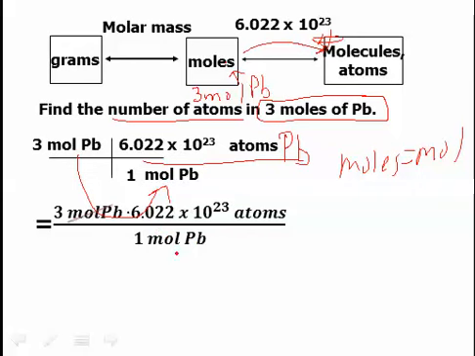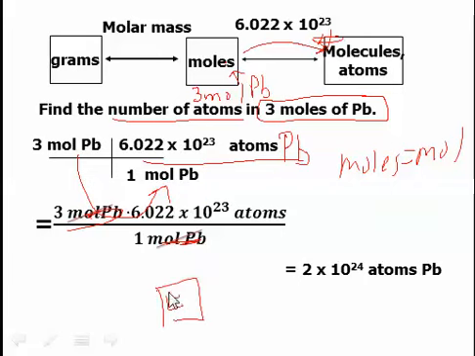And you see moles of lead cancels out, right? These units cancel out. And so what we're left with is 3 times 6.02 times 10 to the 23rd atoms. And we end up with 2 times 10 to the 24th atoms of lead. Now remember, to put scientific notation into your calculators, you probably need to use the E buttons. And we have a video on that if you need help, or you can ask me in class. So that's our first type of problem. We went from moles to number of atoms.